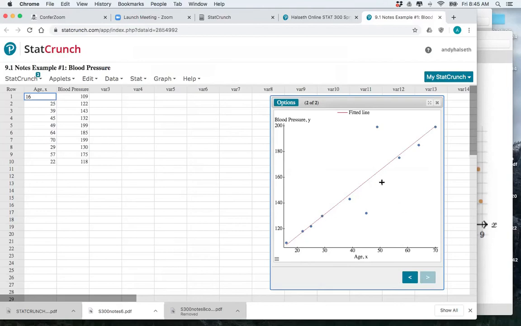But I can definitely see that the dots are trending upwards. As age increases, blood pressure tends to increase. So I would say that this is a positive linear correlation. So that would be my pattern, and I'm just writing that in my packet. Positive linear correlation.